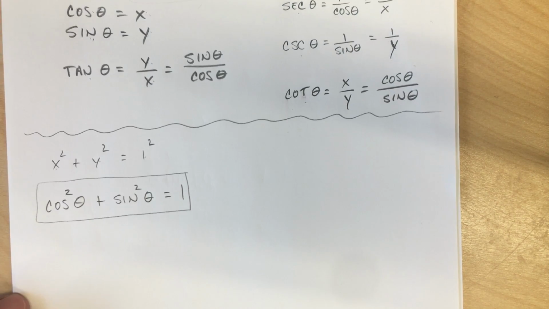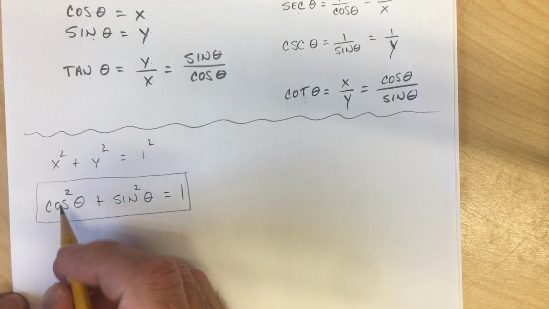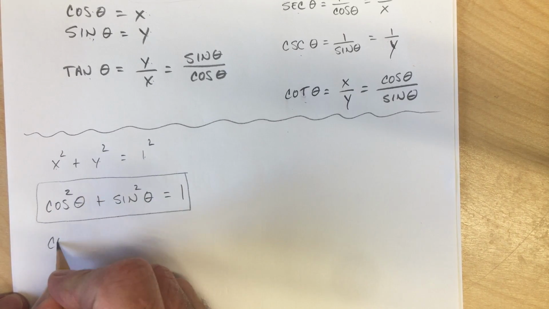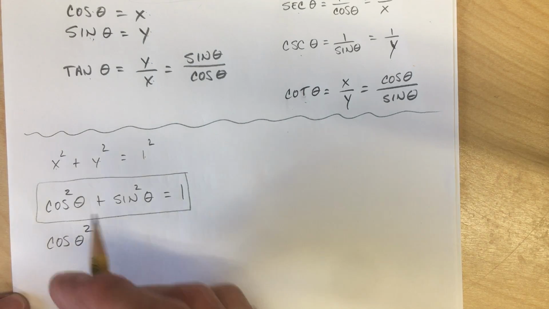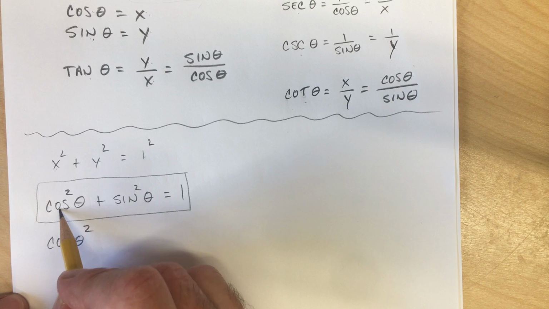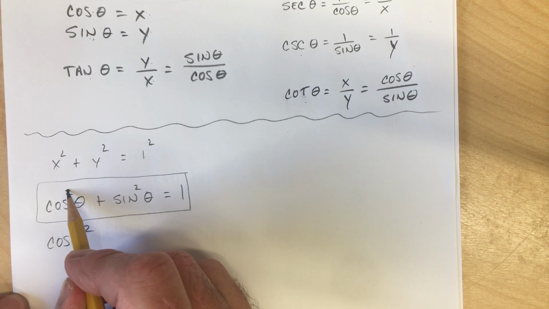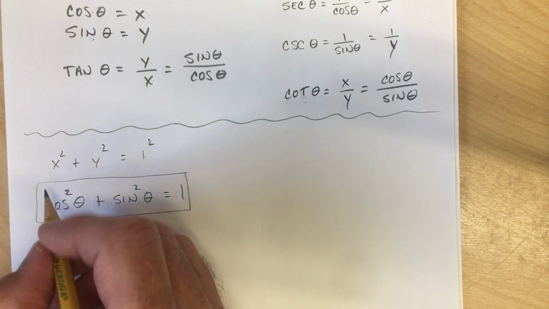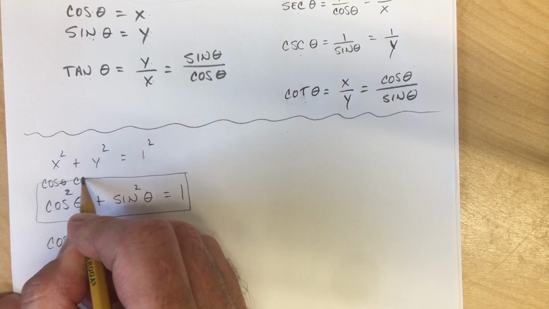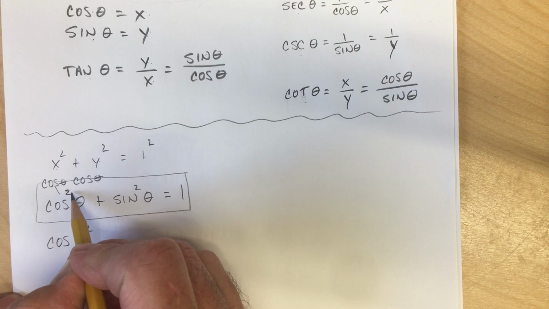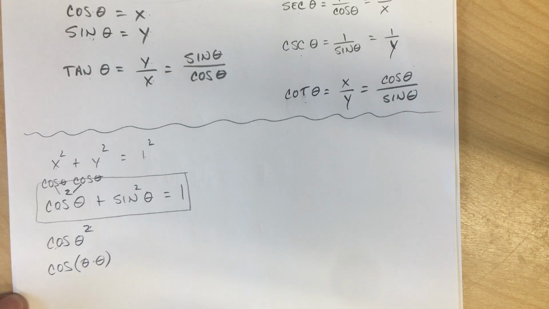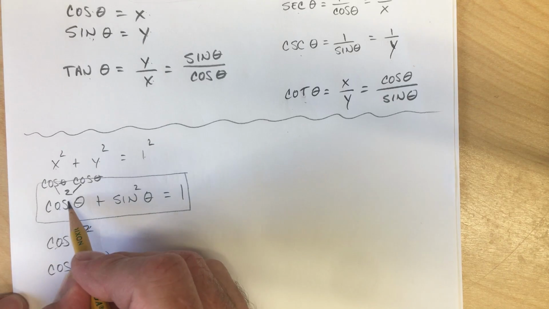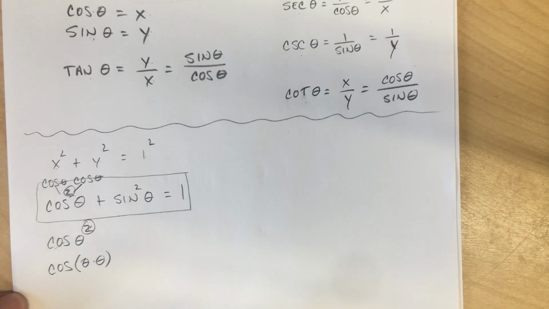Now, I just want to make sure that you understand that cosine squared theta is different than cosine theta squared. And this is very important because this means cosine squared means cosine theta, it means there are two cosines, whereas this would mean that you have cosine of theta times theta, like that. So you have to be very careful on the placement of your exponent.